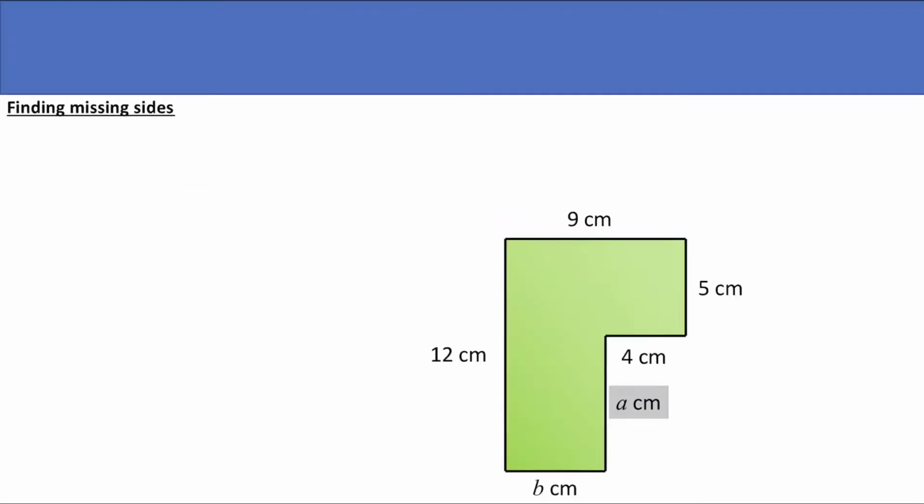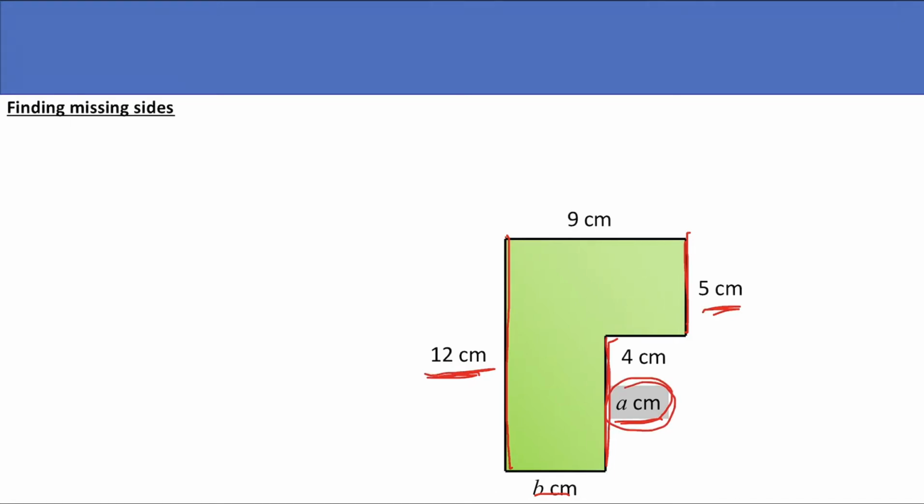Right, so we have this particular shape now, but we don't know all of the sides. So the first thing we are going to do is find the missing sides. So we don't know side A and we don't know side B. So let's start off with side A. We know that this 12 centimeters over here and this side must be equal. So 12 centimeters is equal to 5 centimeters plus whatever A is.